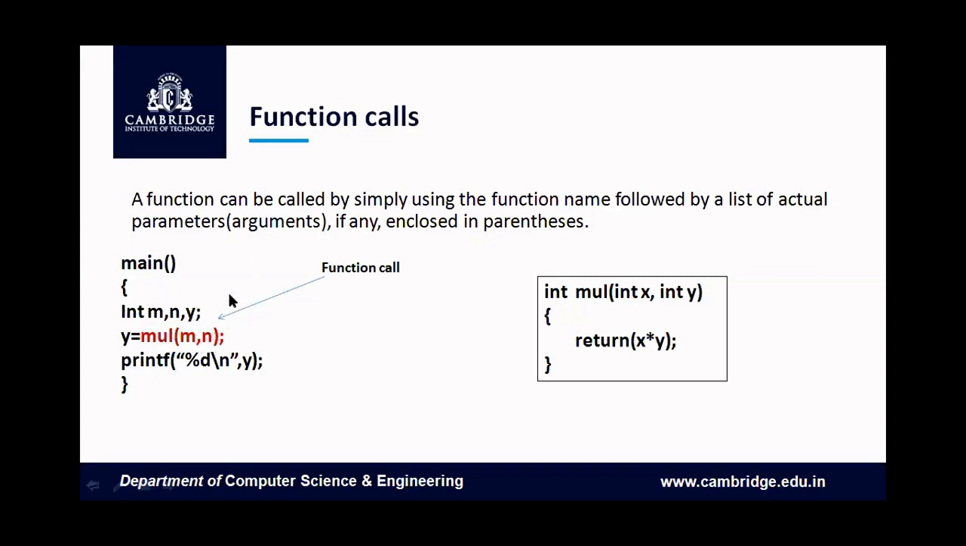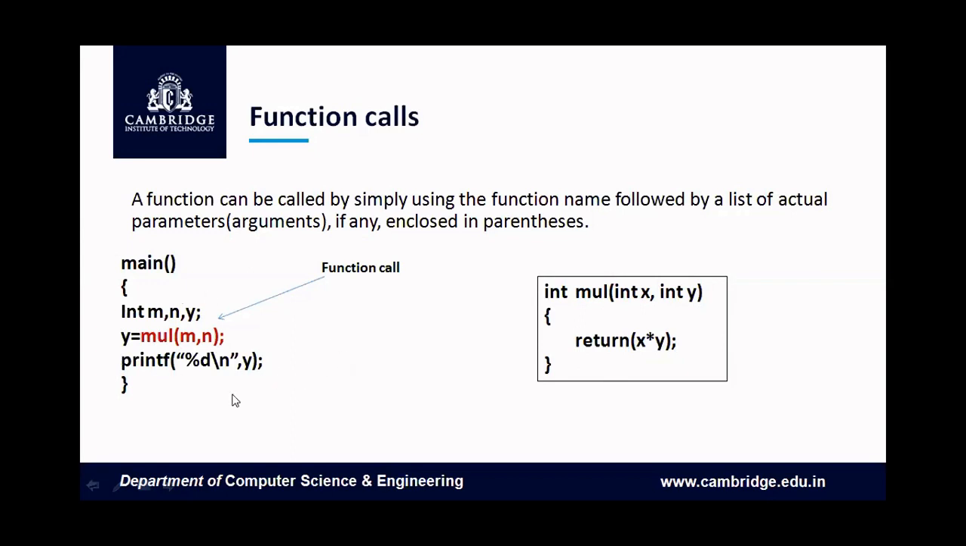I'm calling this. This is called a function call. When I make a call of this, the cursor control will go to this point. It starts, it copies m into x and n into y, performs a multiplication and returns the value back to this point. This mul(m, n) will be replaced by whatever value it sends, and that will be assigned to y, and we are displaying the value of y.